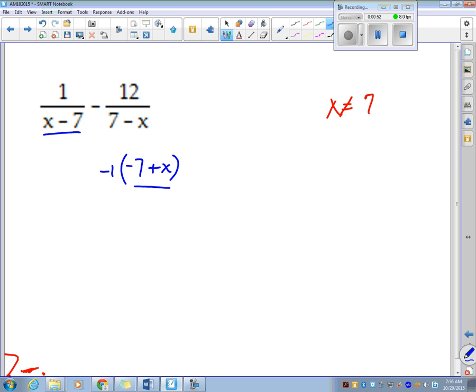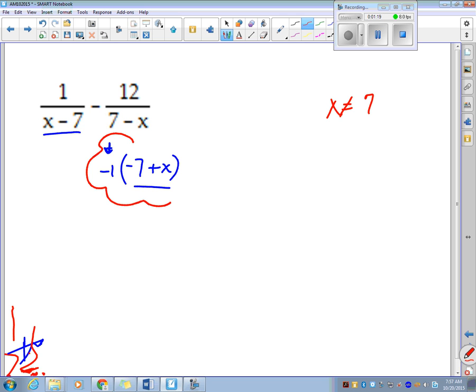Because I recognize that these two were exactly the opposite of each other, and that -1 trick helps me to find a common denominator. Okay? So anytime they're exactly opposite, this -1 piece is going to help you find a common denominator. So the common denominator is this. This is the least common multiple.